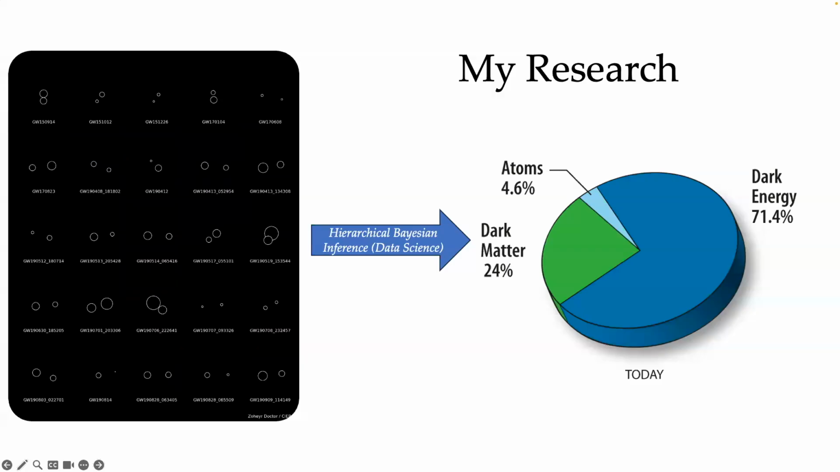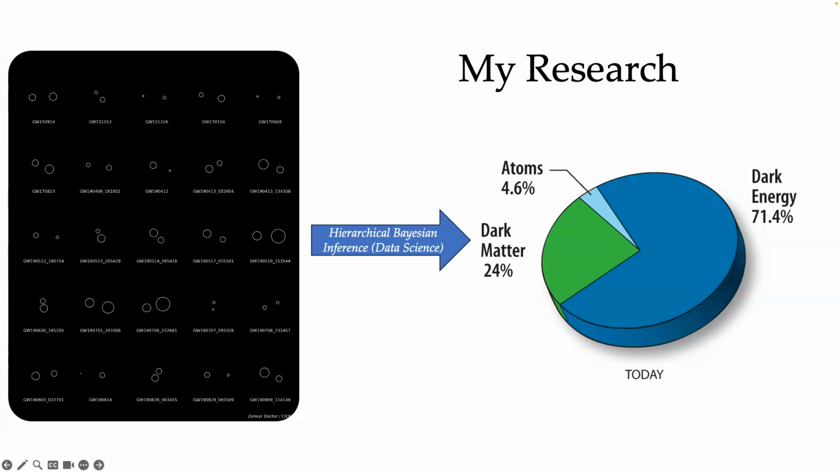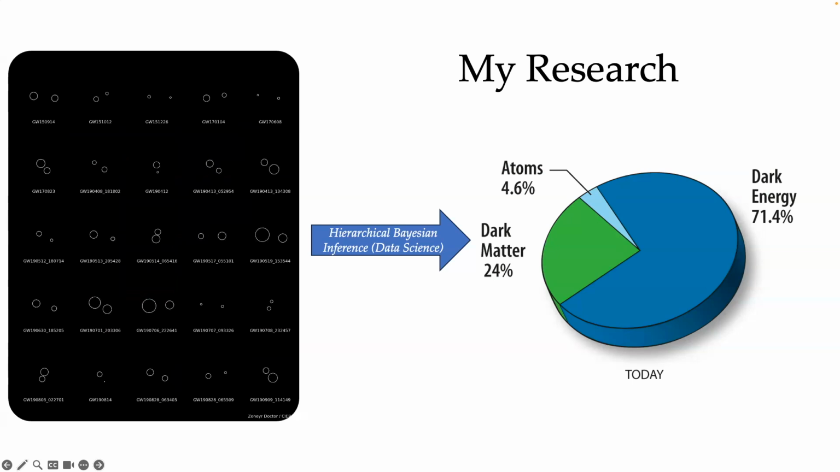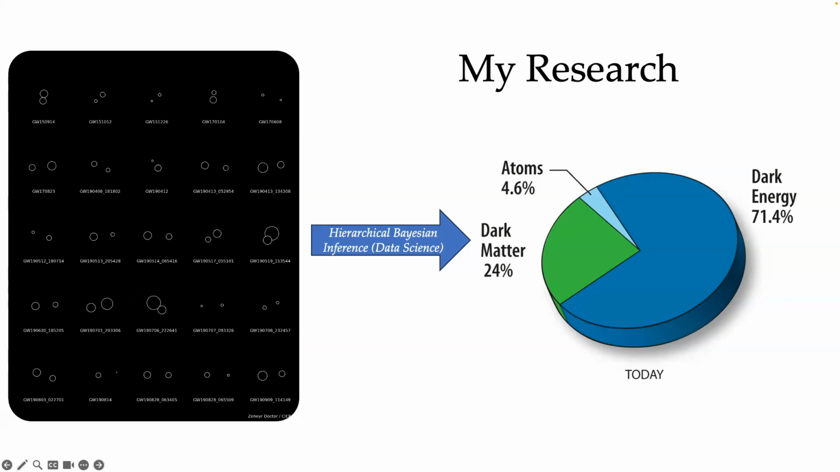So what I do for my research is I take all these black holes that merge. There's hundreds of them now, remember? And I use some data science, and then I sort of try to figure out the composition of the universe. So in terms of what the composition of the universe is, I mainly look at how fast the universe is expanding, and that'll tell us how this composition changes.